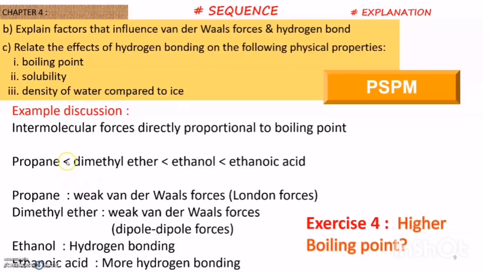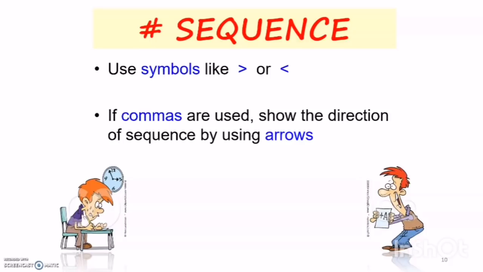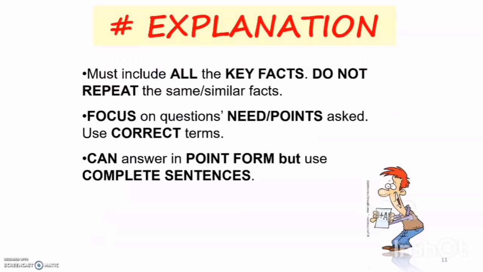This one is an example of a sequence being mentioned. A sequence is mentioned using the symbol greater than or smaller than. If commas are used, show the direction of the sequence by using an arrow. But for explanation, just to share a tip: you must include all the key facts. Do not repeat the same or similar facts. Focus on the question, the point asked, and use correct terms. You can answer in point form but use complete sentences.